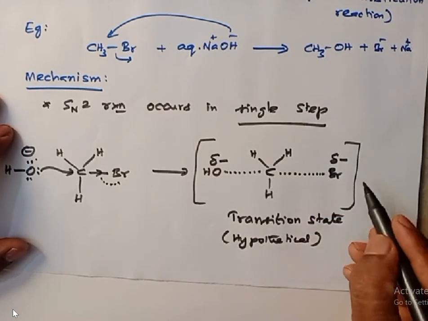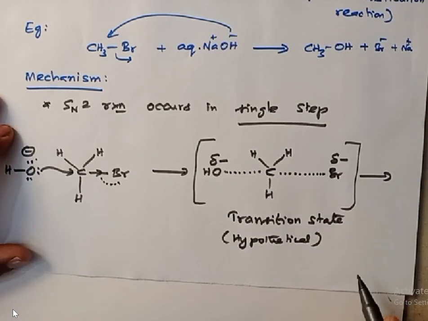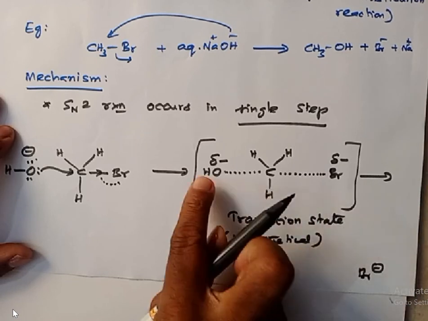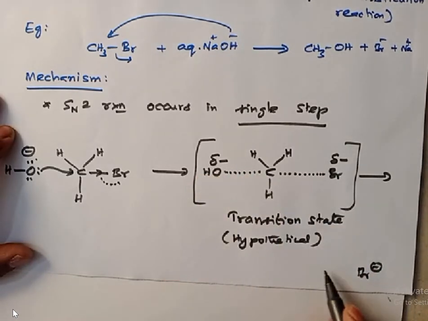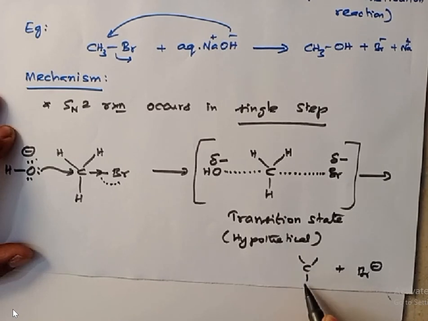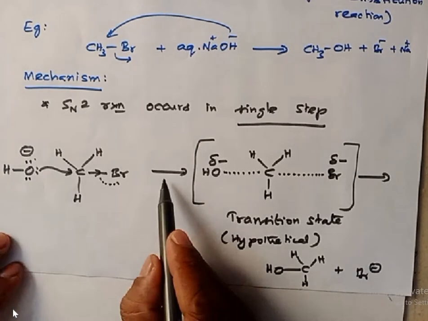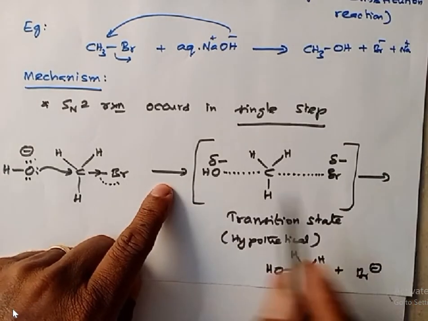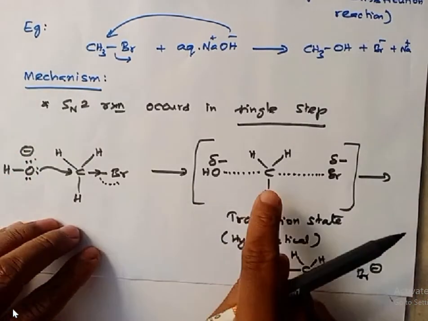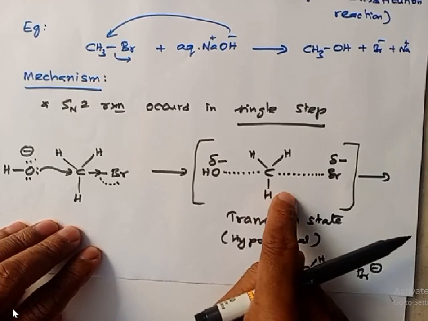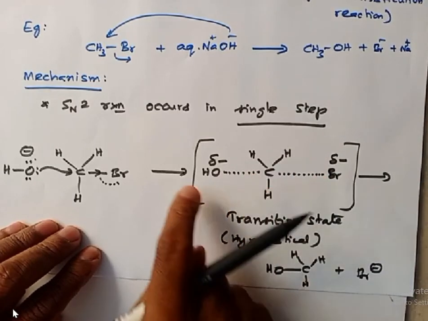Then what will happen? The Br comes out, you will get Br minus, and OH forms a bond at the back side. So you will get a product like CH3OH. Don't think that because I have two arrow marks here, it is a two-step reaction. No, the transition state is not considered a species. It is a hypothetical structure, therefore it is a single step.